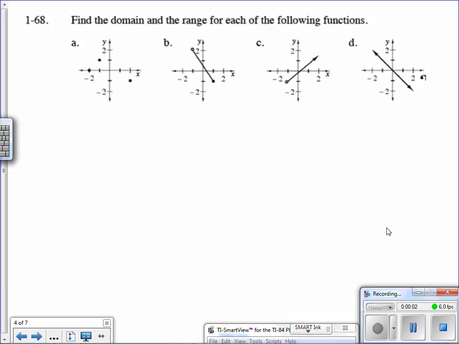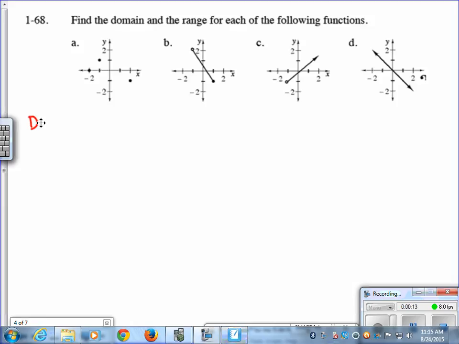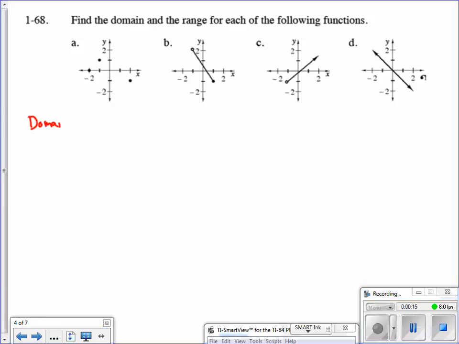All right, problem 1-68. Find the domain and the range for each of the following functions. So looking at A, we'll start out here. Remember, domain, that is going to be all of the possible inputs.